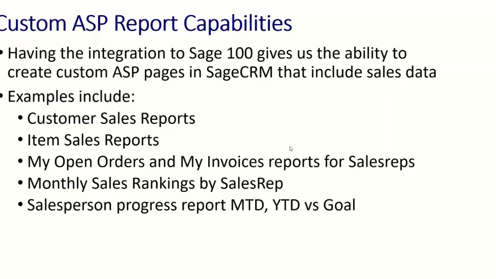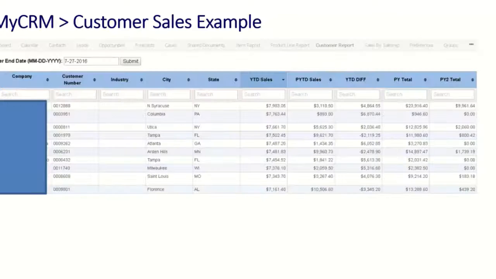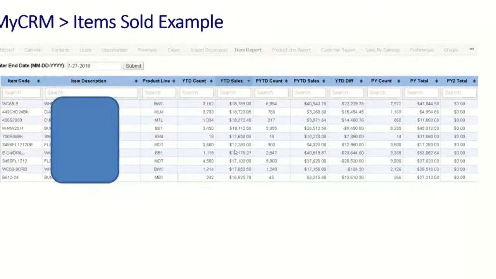So I'm going to go through some examples here. I'll show it to you live too. So this one, for example, imagine you go to My CRM, you click on the Customer Sales tab, and it'll show you a list of customers with the most sales at the top, right? So that this is what we call an ASP page style report. You can do searches in there. Items sold, same thing. Items selling with the top sales items at the top based on year-to-date sales.